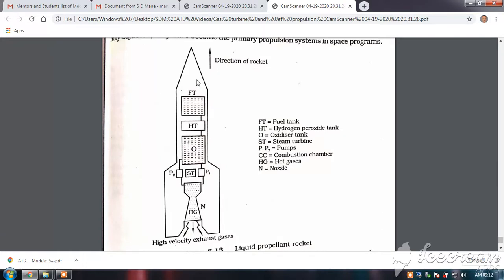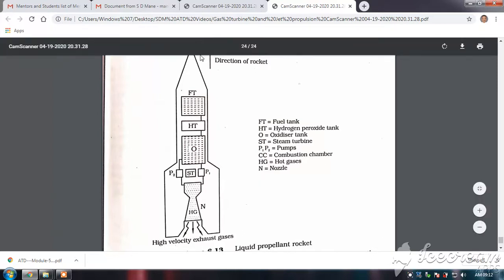But in the rocket engines, because they are non-breathing type, they go beyond the atmospheric limit of the earth, so they need to carry their own oxidizer. And this is how they work, on the principle of Newton's third law of motion, and because of the high velocity exhaust gases going out, they produce a thrust which moves the rocket in the required direction. Thank you.